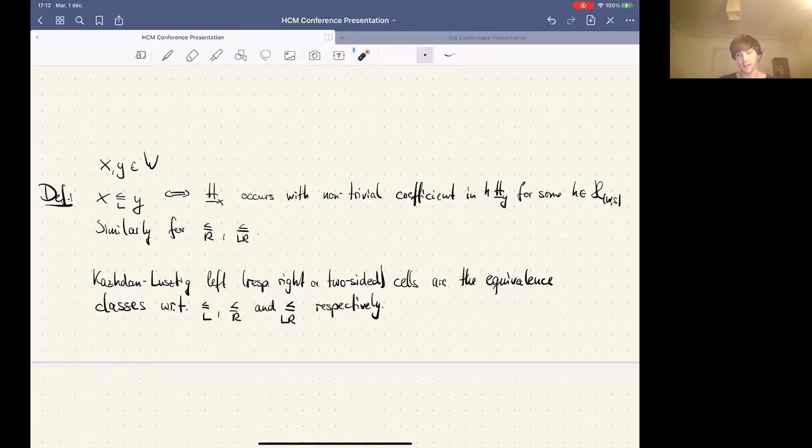Okay. And similarly, one can define right cell preorders by allowing multiplication on the right here, or two-sided preorders by allowing multiplication on both sides. Okay. And then the Kazhdan-Lusztig left, respectively right, or two-sided cells are exactly the equivalence classes with respect to these preorders that one gets. So I said that the original motivation for Kazhdan and Lusztig was to explicitly construct representations. So how does this work? I'll just briefly mention this.